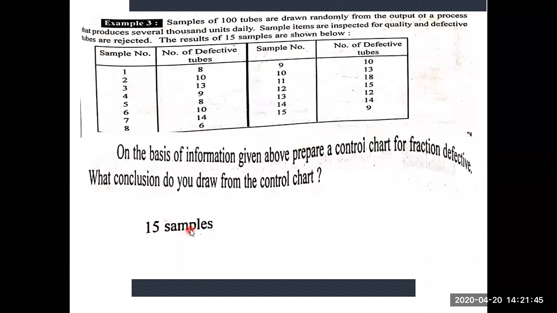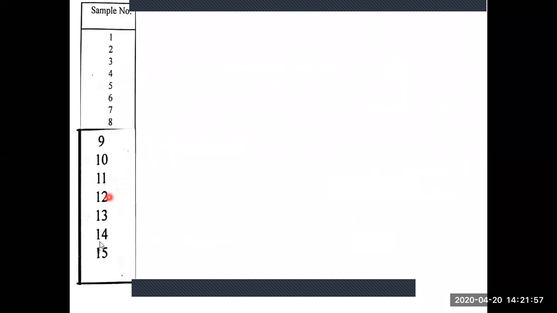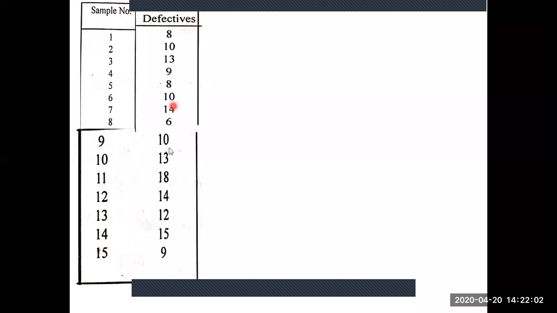Remember, how many samples? 15 samples. How many bulbs in each sample? 100 bulbs. 15 samples, each sample has 100 bulbs. That you have to remember. Okay. Next, number of defectives, I am writing column wise.